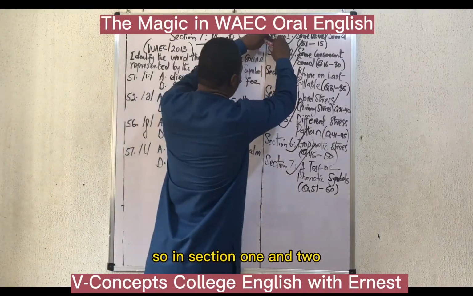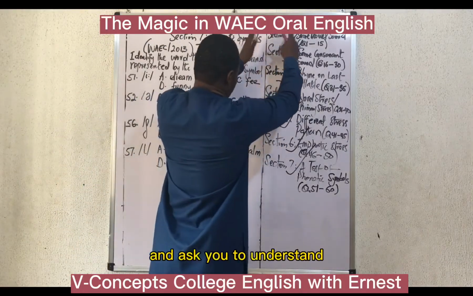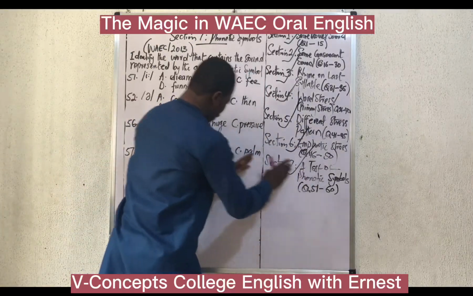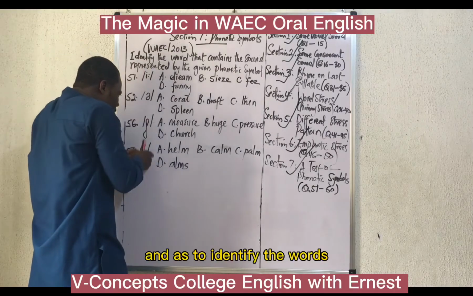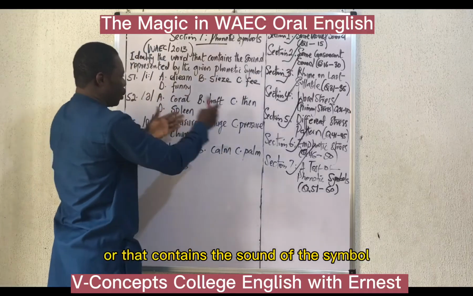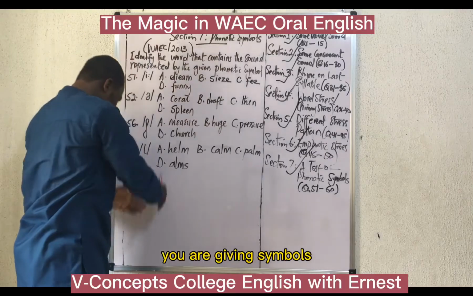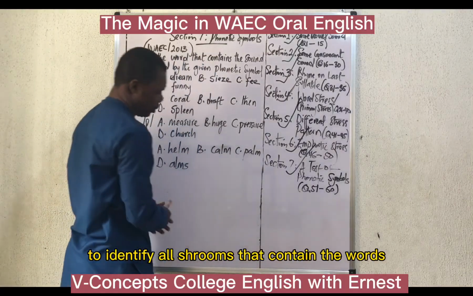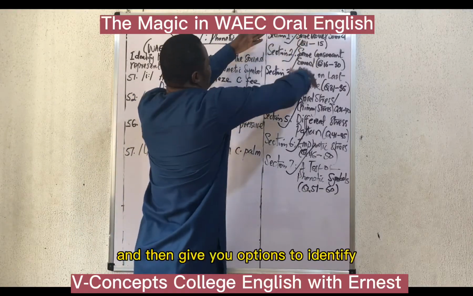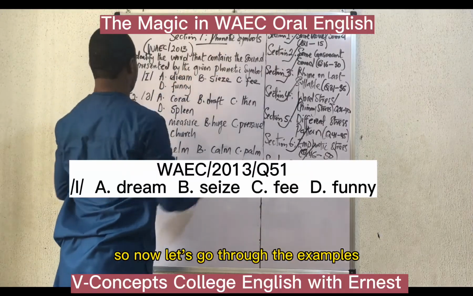So in section 1 and 2, when you were tested on vowels and consonants, they gave you a word and asked you to identify another word that has the same sound. But in section 7, you are being given a symbol and asked to identify the word that contains the sound of the symbol. So that's just the difference. Here you are given symbols to identify options that contain the words, and here you are given words and then given options to identify. So now let's go through the examples.